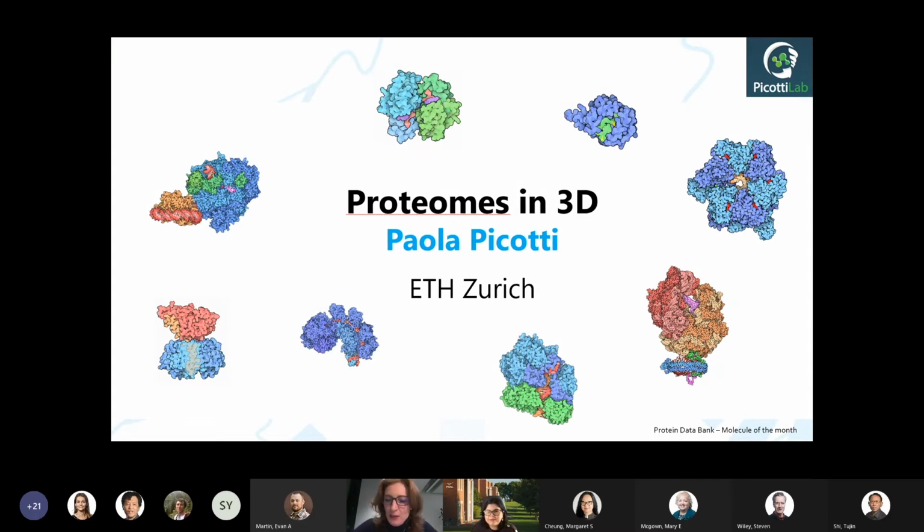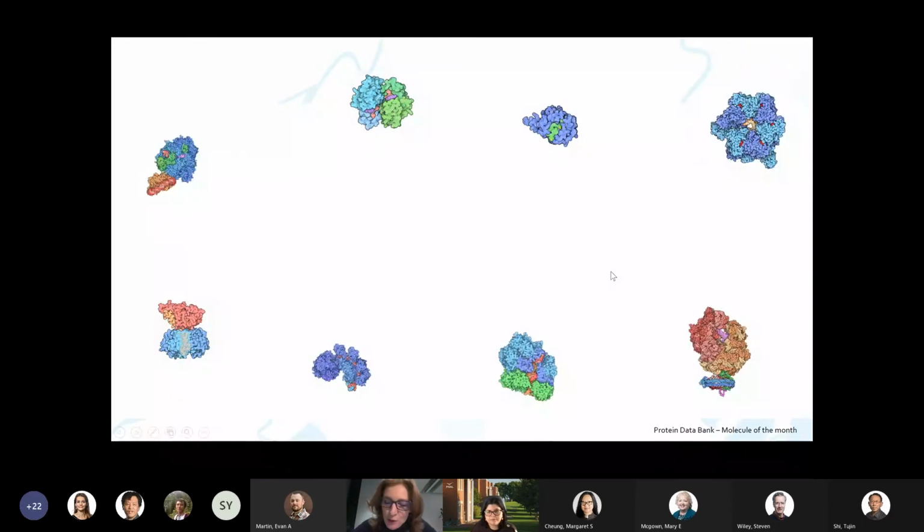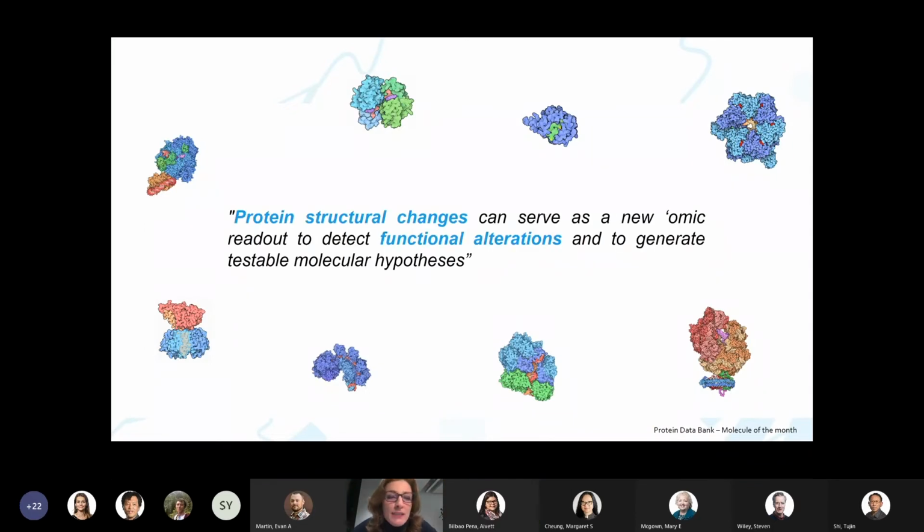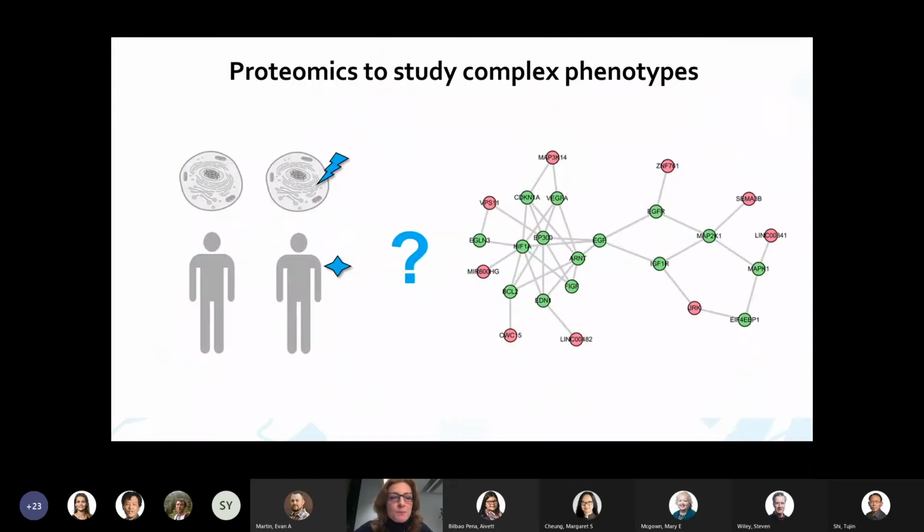So let's move on to the talk now. With this presentation, I would like to propose a new concept. And this concept is that protein structural changes can serve as a new omic or global readout to detect functional alterations and to generate testable molecular hypotheses. So that's the concept, and I will now explain what I mean by this.